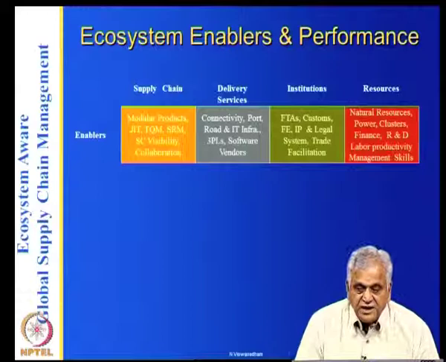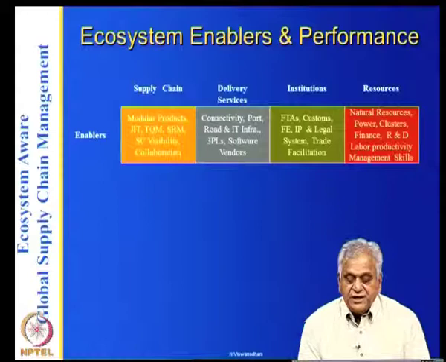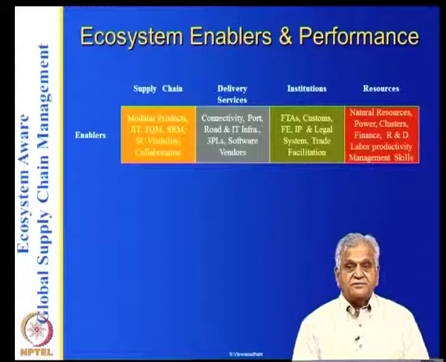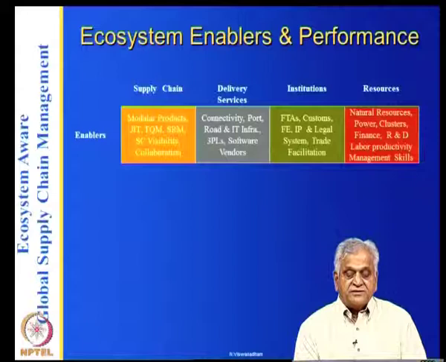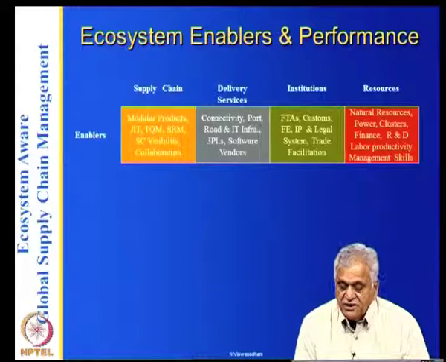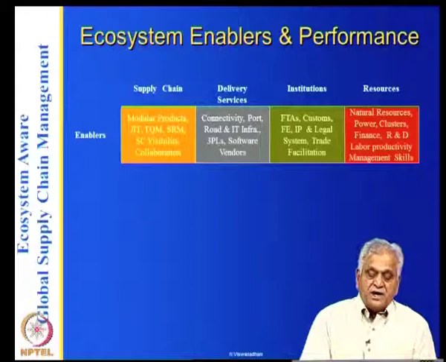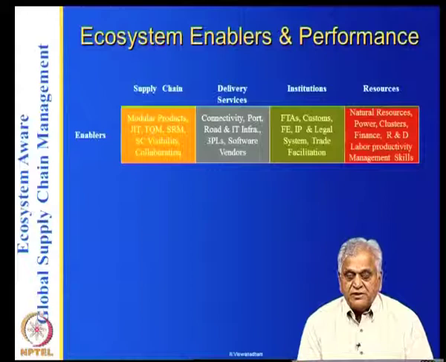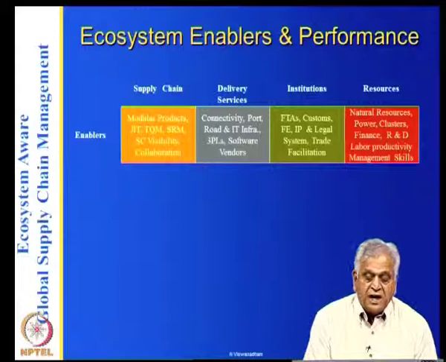And similarly, what about institutions? What do you look for? The governments and social groups: free trade agreements, customs duties, foreign exchange regulations, intellectual property and legal systems, and trade facilitation, and so on. Because when I am importing or exporting from a particular country, I want to look at the business friendliness. So that's where I look at the institutions. And of course, I look at the resources: natural resources, power, clusters, finance, R&D, labor productivity, and management skills. Depending on the vertical you have, the knowledge you have, and your situation, you can add or subtract some of these enablers.